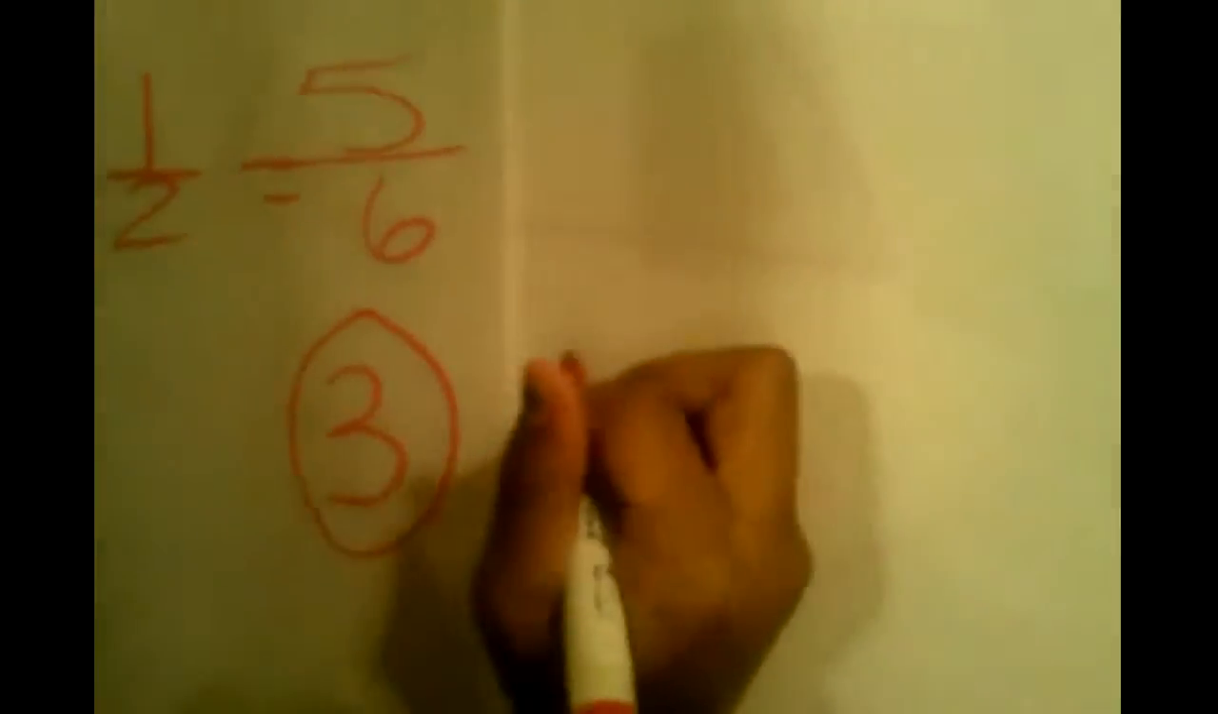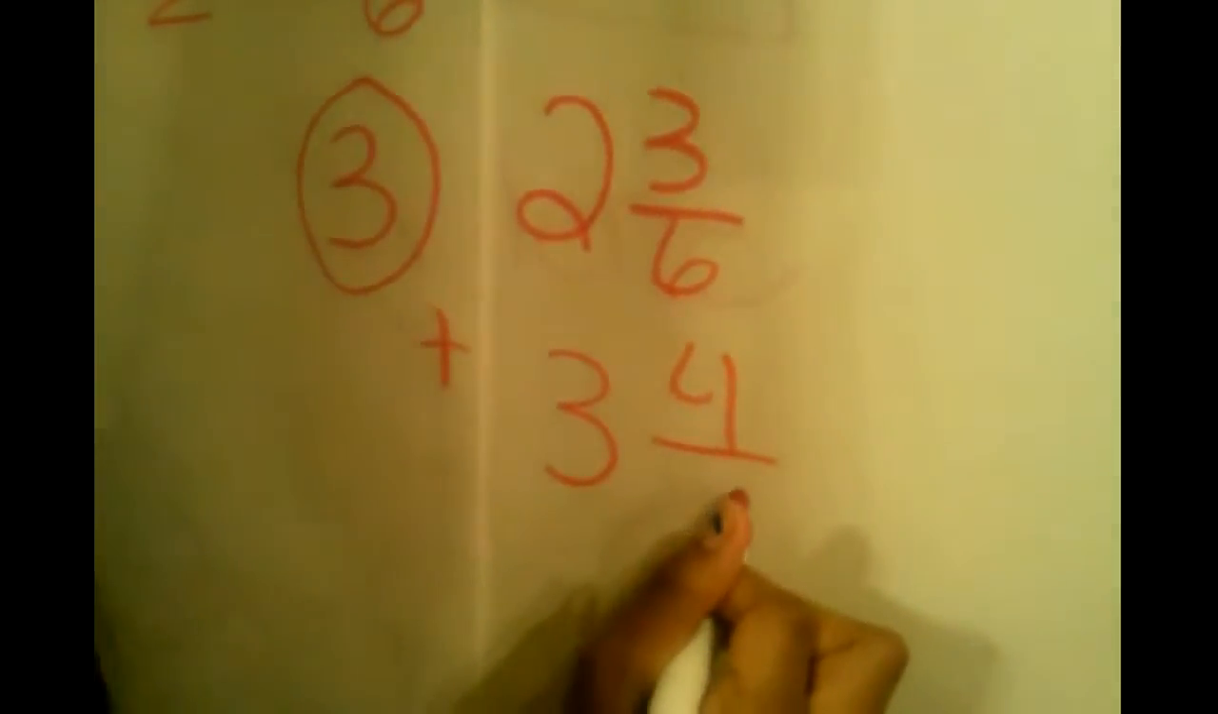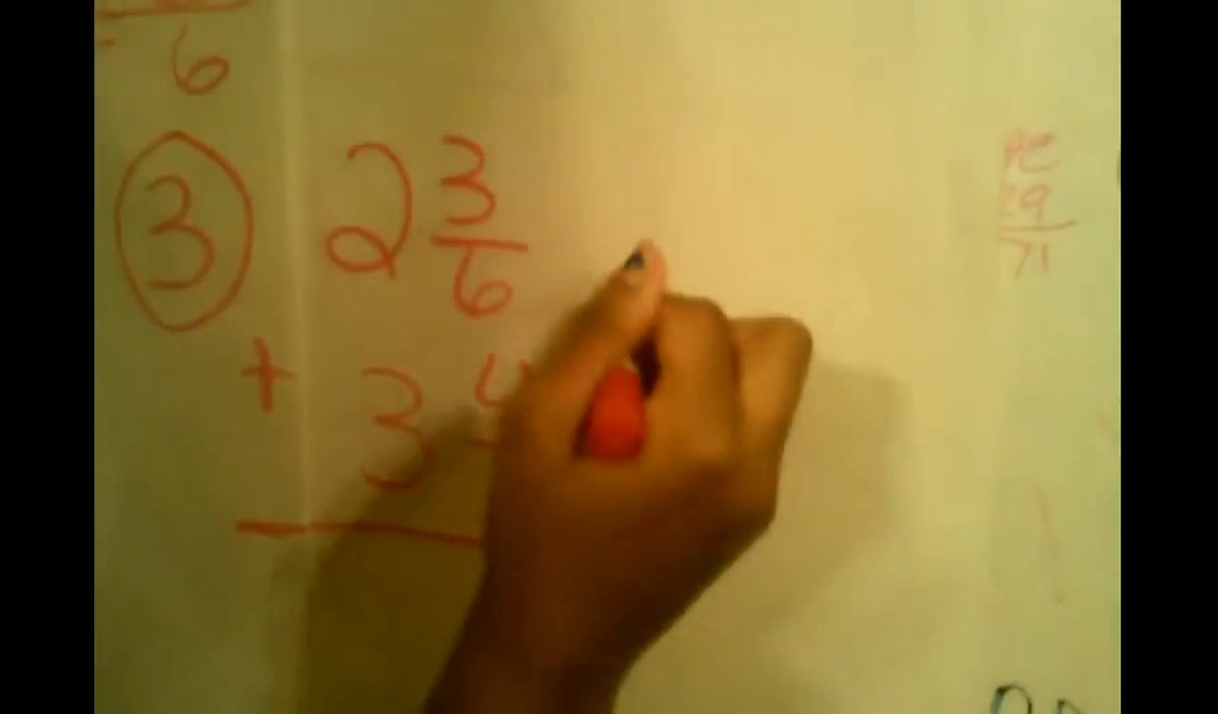So then on adding fractions, you can do 2 and 3 sixths plus 3 and 4 fifths. Okay. First, you have to multiply both of the denominators.